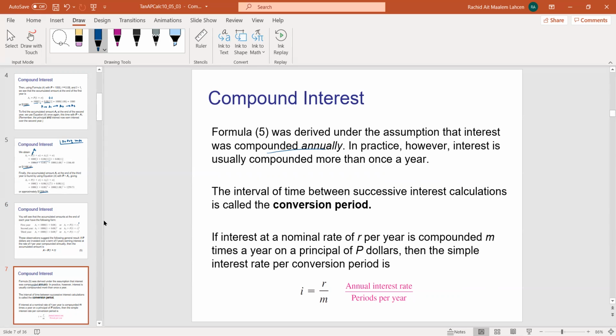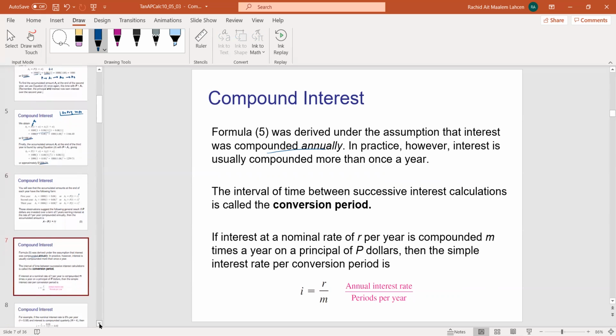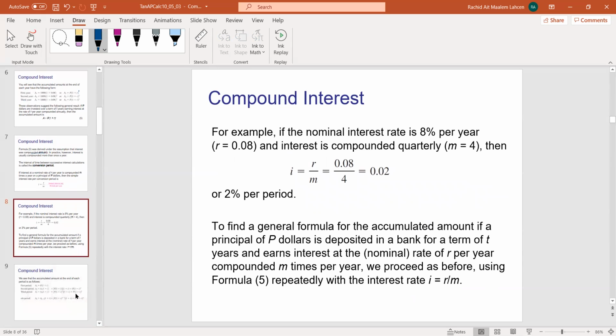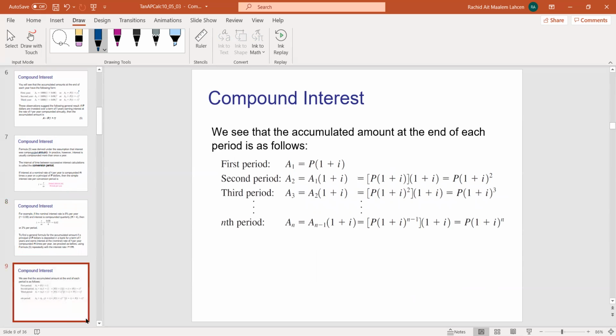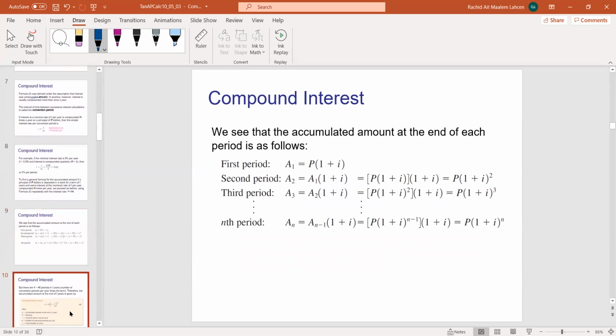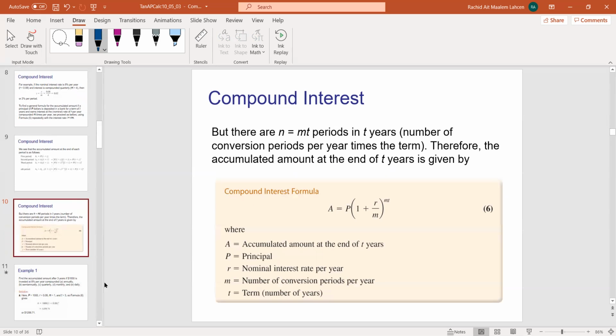But that's not the only case for compounded interest. There is a formula that's going to take care of every case, and I'll leave you the note here, of course, to see how this transition is going to happen. But this is the compound interest formula. This is the formula that's going to take care of every present amount that is compounded, whether annually, semi-annually, or quarterly.